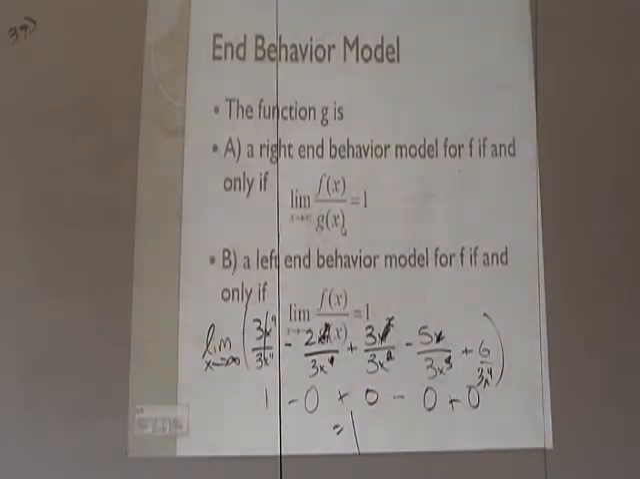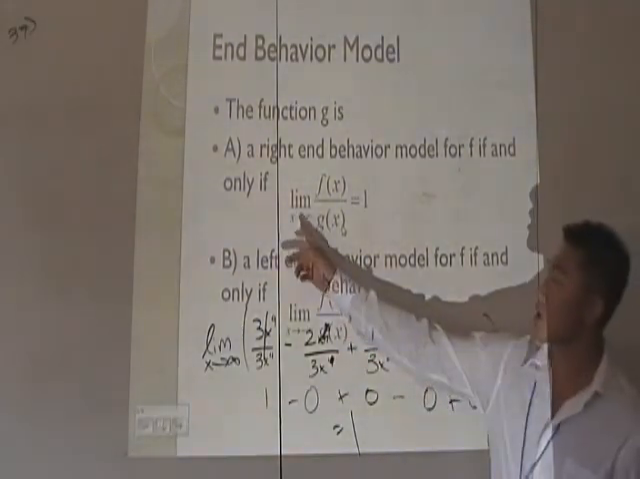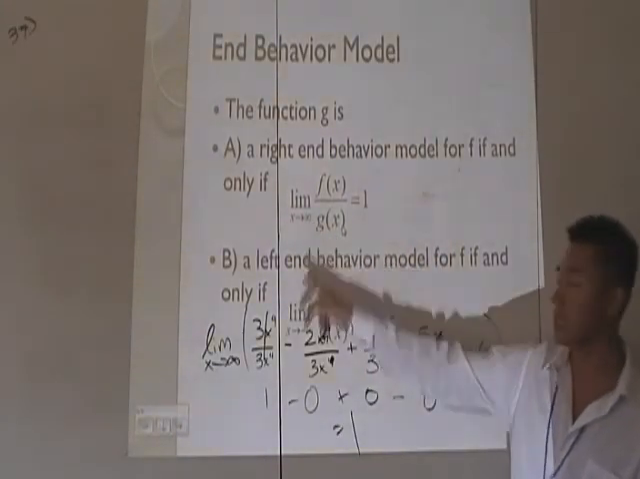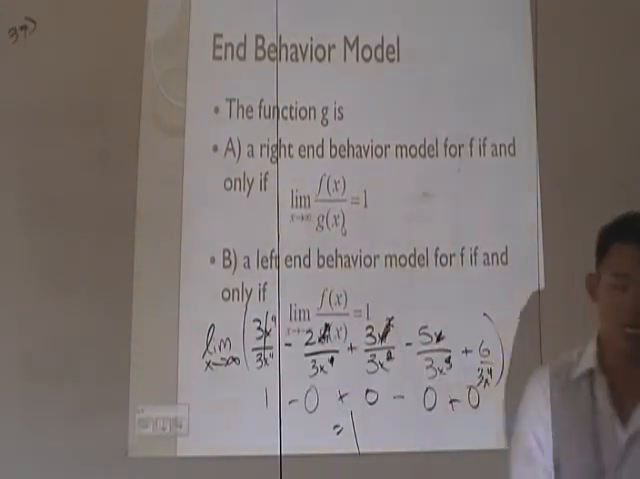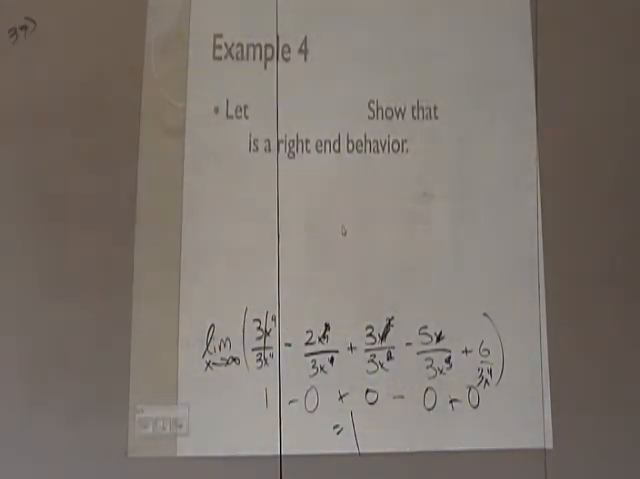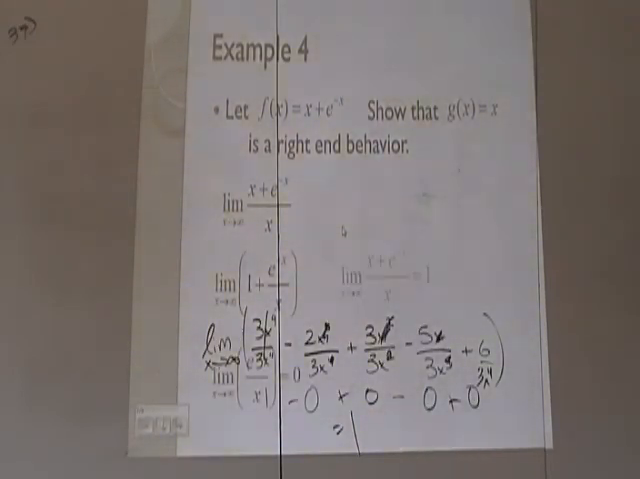Okay, so you don't need to copy this down. Very, very simple. There are end behavior models. It's a right end behavior model as it approaches positive infinity, left hand if it's approaching negative infinity. And basically, when you divide two equations, it just needs to equal 1 like we did in this example. So like in this one, all you gotta do is divide the two, and it should equal 1.